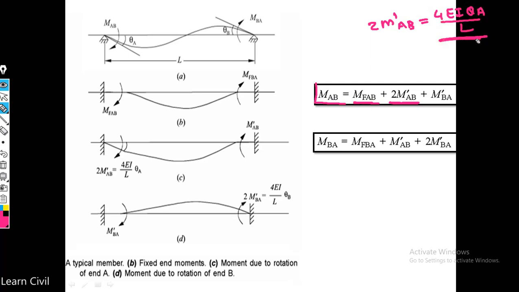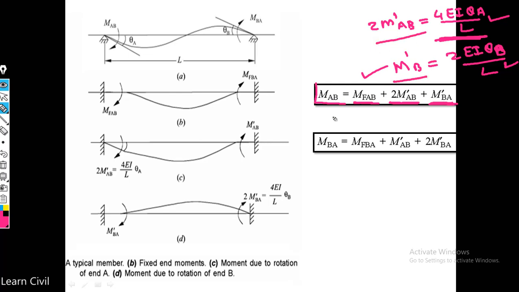Okay, you can remember this is the value used in your slope deflection method. This M'BA, this M'BA is equal to 2EIθB upon L. You can remember we use this term also in the slope deflection method. So instead of this 4EIθA upon L and 2EIθB upon L, we will be using only 2M'AB and M'BA.